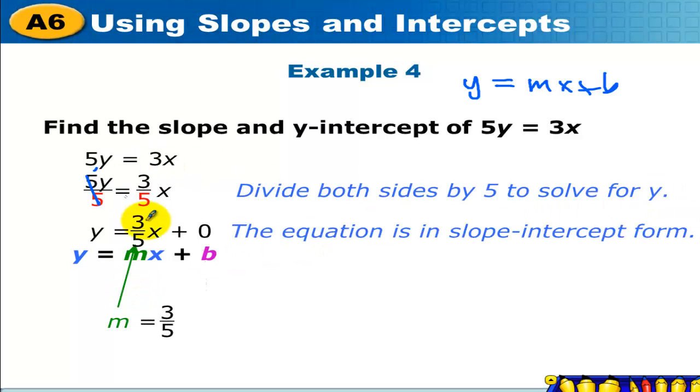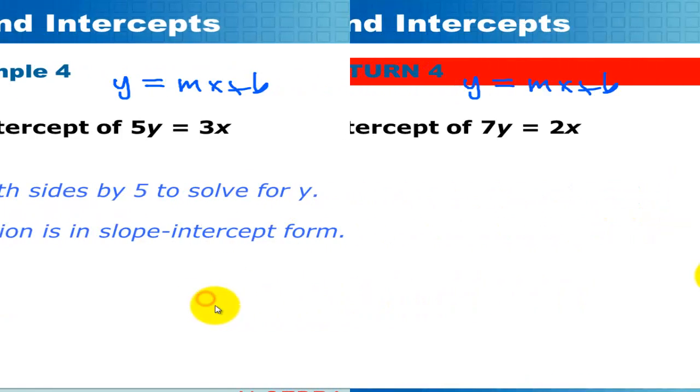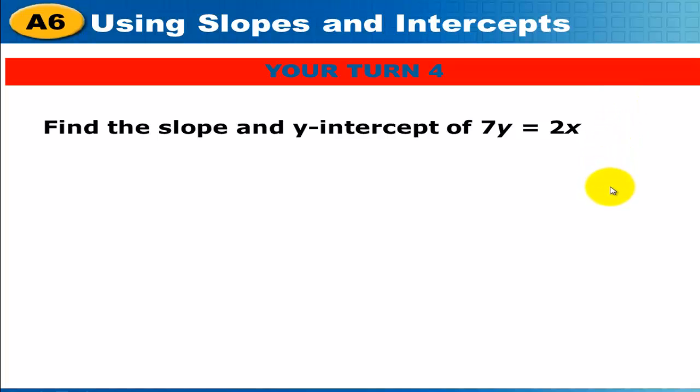Now, note that I wrote my 3/5 x as 3 over 5x plus 0, so that we can match our equation into our slope-intercept form. So the slope is the number besides our x, it's 3 over 5. The y-intercept is equal to 0. Next question, pause the video and find the slope and y-intercept.